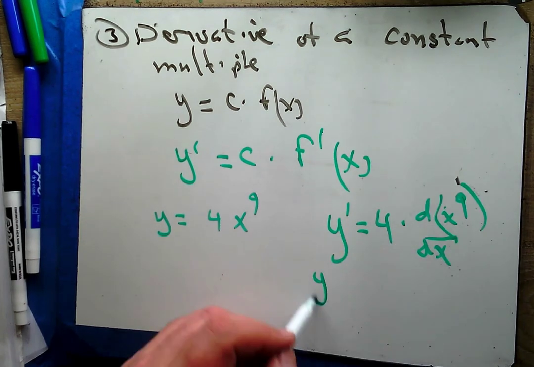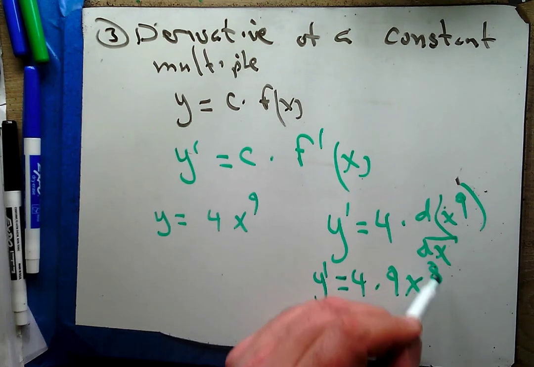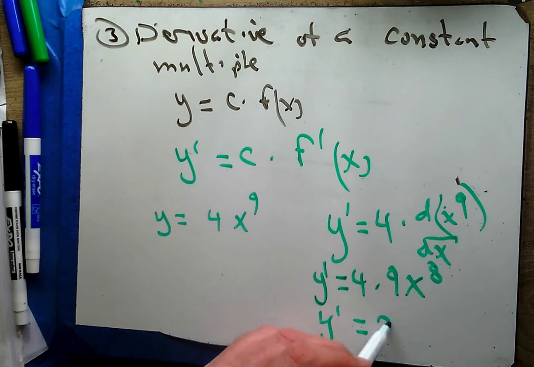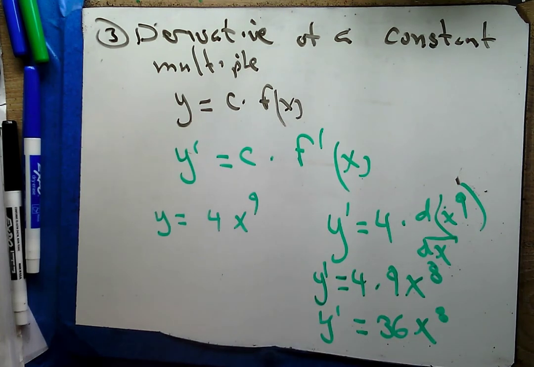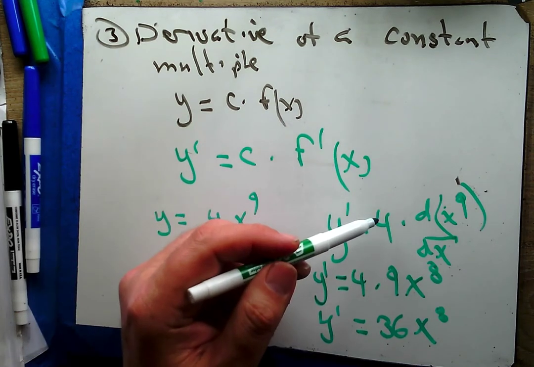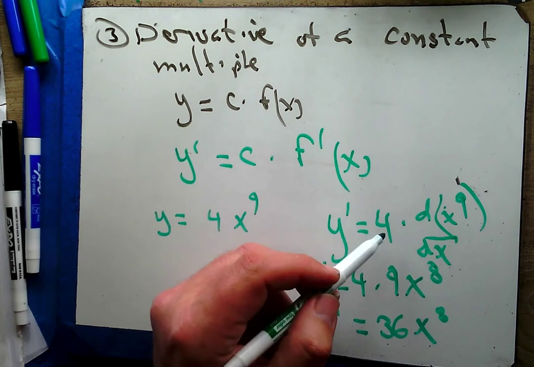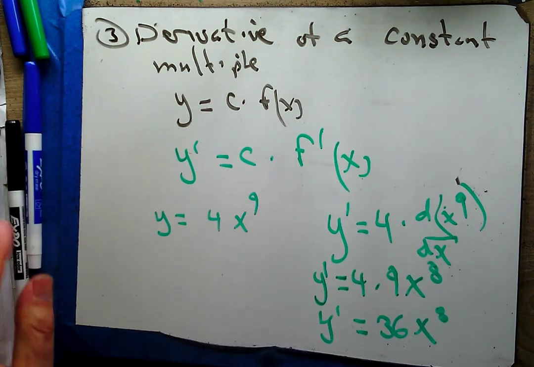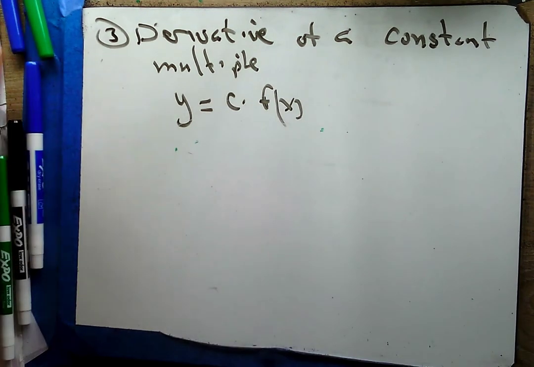And the derivative of x to the ninth is 9x to the eighth. Now these numbers can be and should be multiplied. There we go. I'm just highlighting the fact that I don't have to take the derivative of this constant. It's just the constant times the derivative of the function. Let's write that down.